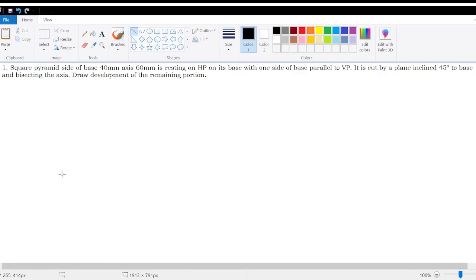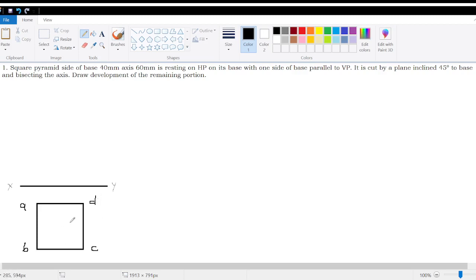Now I'm going to draw the XY line. So this is the XY line. I'm naming it as XY. And the condition given is base 40 mm, one side of base is parallel to VP. So I'm going to draw it in such a way that one side of the base is parallel to VP. So this side is parallel to VP. Now I'm going to name it as, say, ABCD. A, B, C and D.